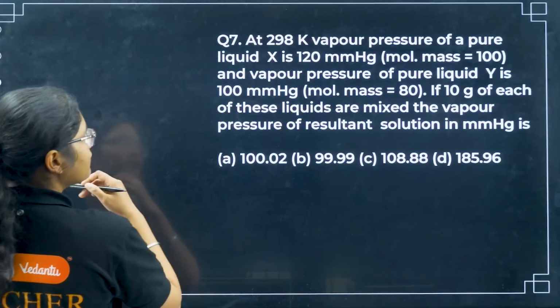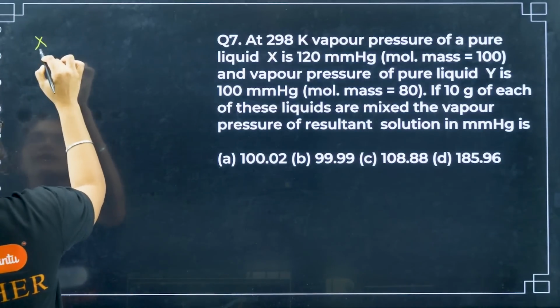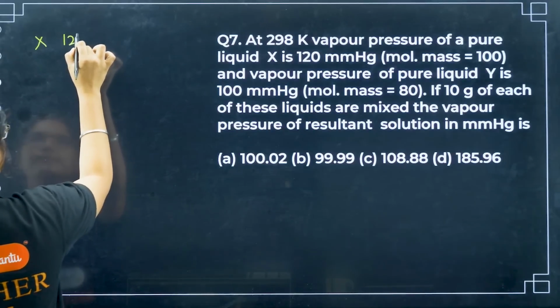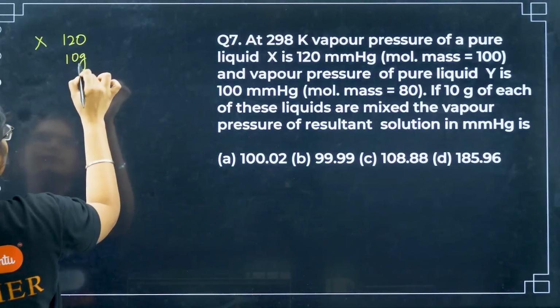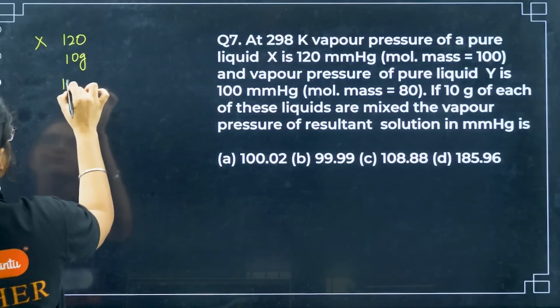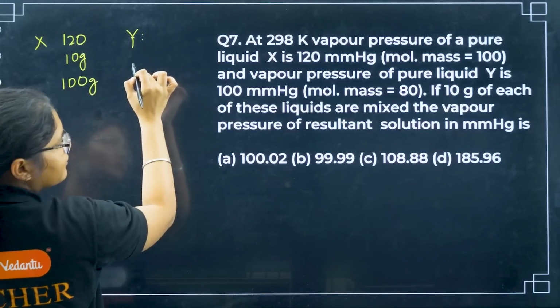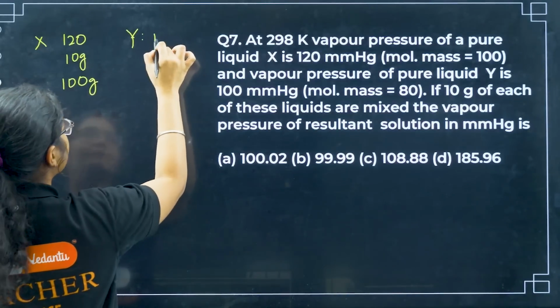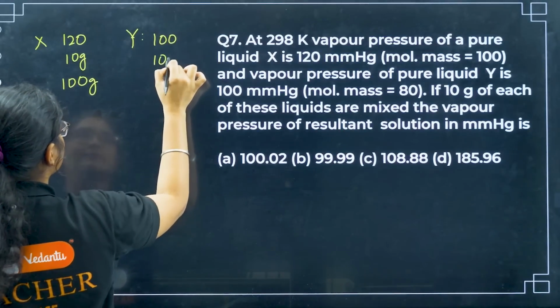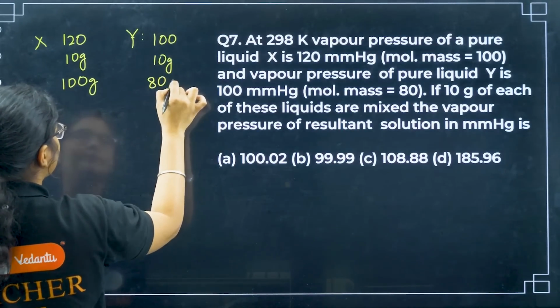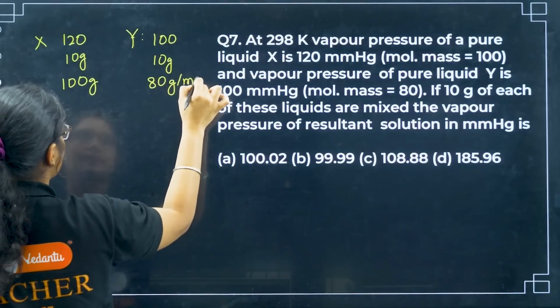So first I have X. Its pressure is 120, 10 gram is taken, molar mass is 100 grams per mole. For Y, pressure is 100 mm of Hg, 10 gram is taken and 80 gram per mole is the molar mass.